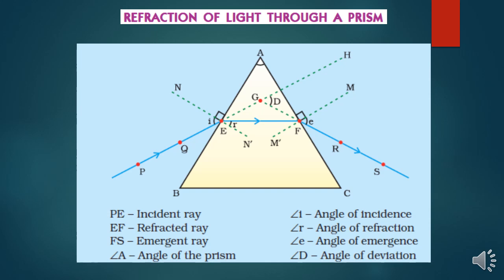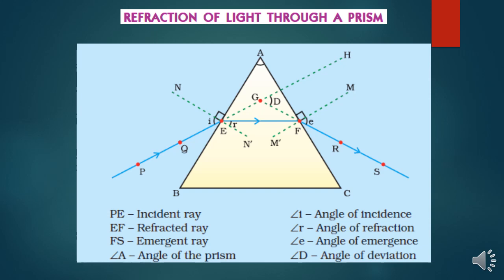Now why did this happen? The logic is the same as when we studied refraction of light through a rectangular glass slab. Here at face AB at point E, NN dash is the normal.